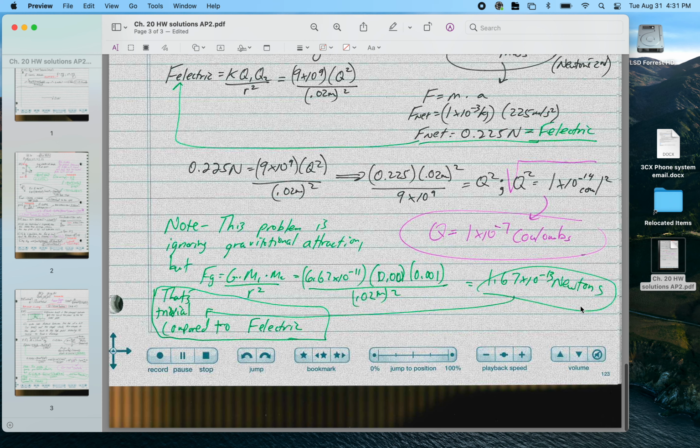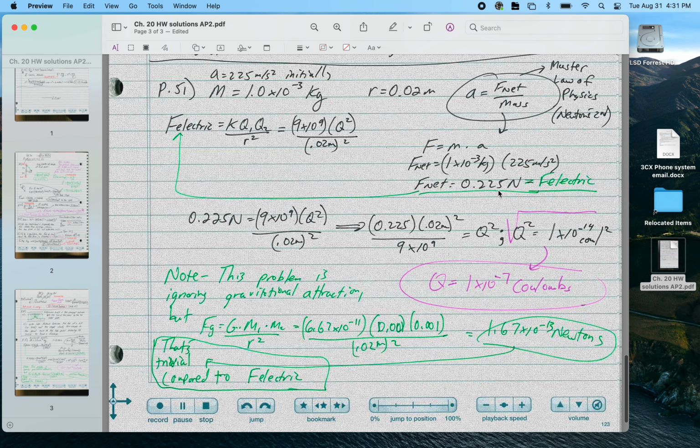So this problem actually ignored gravitational attraction, but if you look at it, this force is 0.225 newtons. I used the formula, which I learned in first year physics, or you might have learned in first year physics, figured out the mass of each of these, plugged it into the universal gravitation formula, same distance away, and I got 1.67 times 10 to the negative 13th newtons. So in other words, this is ridiculously small compared to the electric force, and therefore we can ignore it. It'll cause negligible effects. So hopefully that's okay.